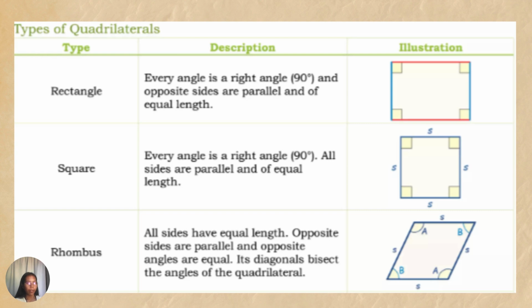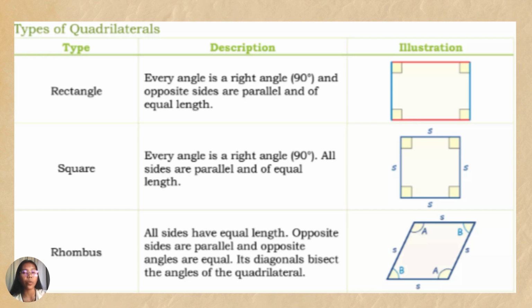Now, square. A square also has right angles, 90 degrees. A square is a special type of rectangle where all sides are equal. So here, all angles are 90 degrees and all sides are equal. The diagonals are equal and perpendicular. For example, the Rubik's cube face or the chessboard tiles.